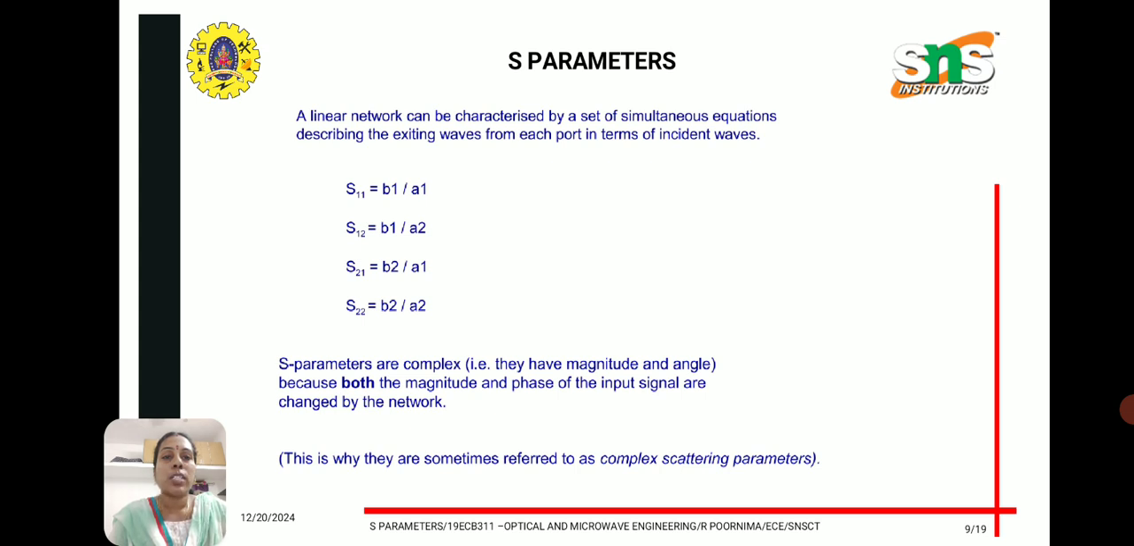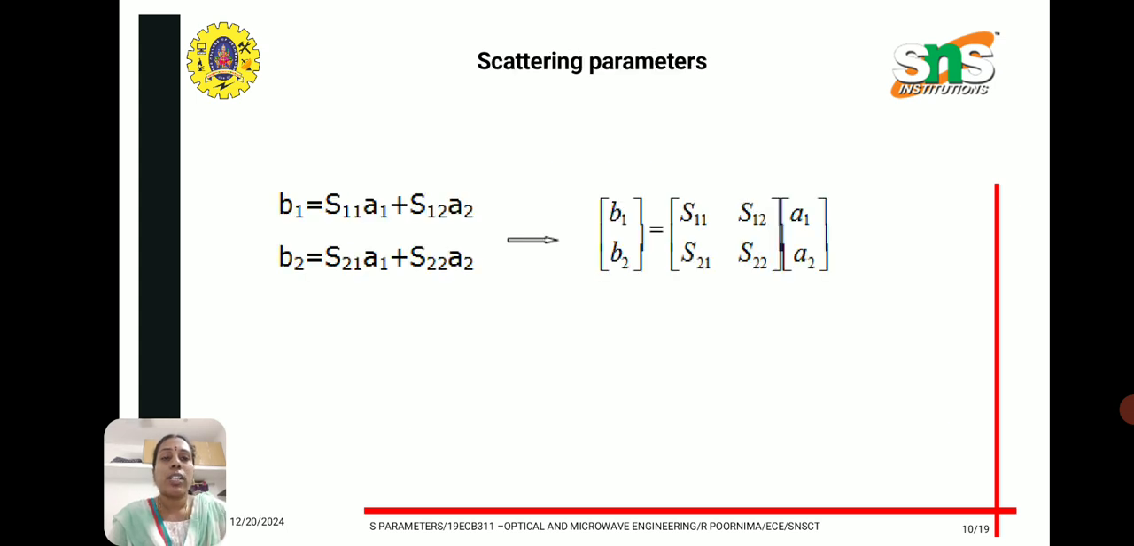S parameters are complex in nature. They have magnitude and angle because both the magnitude and phase of the input signal are changed by the network. This is why they are sometimes called complex scattering parameters. Here we can write the equation of scattering parameters: B1 equal to S11 A1 plus S12 A2. For a two-port network we can define it in matrix format.